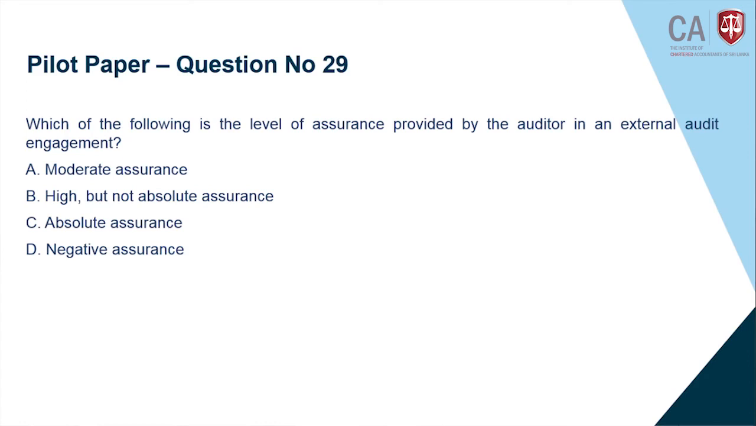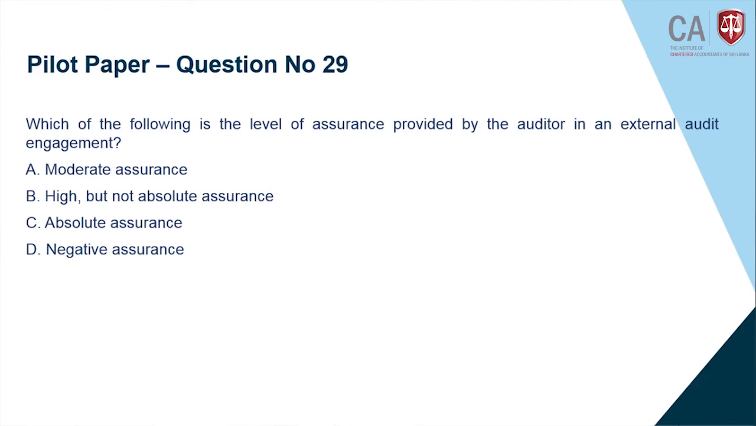Two questions means 4 marks in the exam. Which of the following is the level of assurance provided by the auditor in an external audit engagement? Moderate assurance, high but not absolute, absolute, negative. Of course, the answer is a very straightforward answer B, high but not absolute.